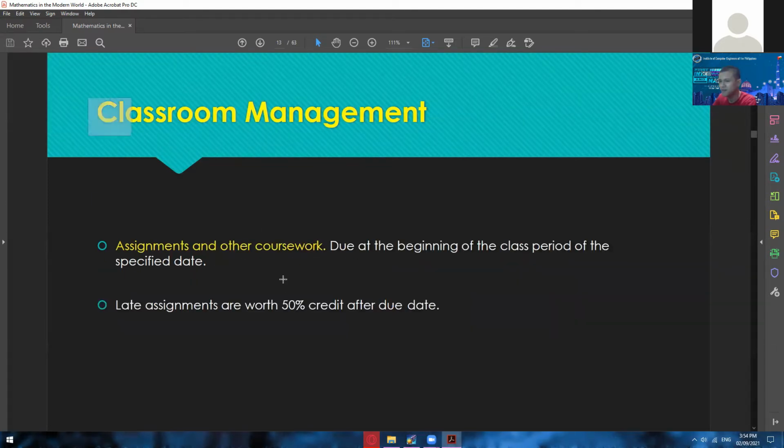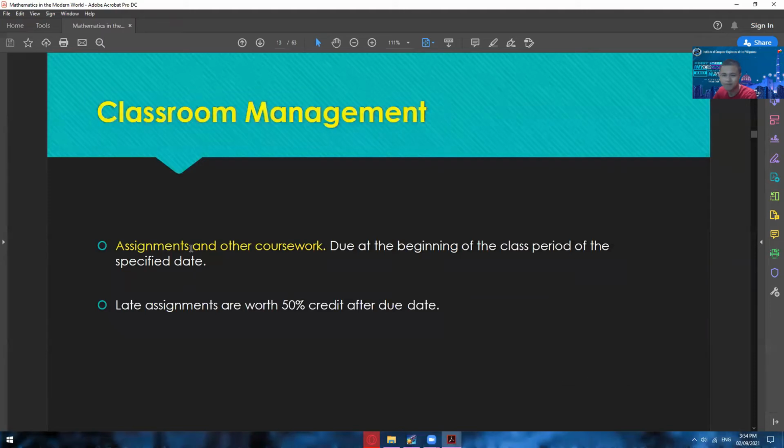And never mind this one. This says assignments and other coursework are due at the beginning of the class period of the specified date. This is only for the face-to-face method. Late assignments are worth reduced credit after the due date. So never mind this one also. For your assignments, quizzes, discussions, case studies, most likely I'm giving you 1 week to finish them.